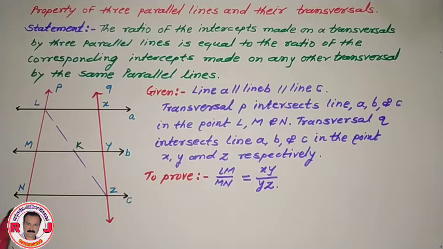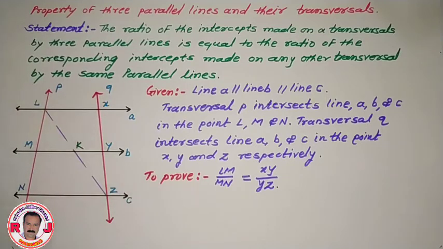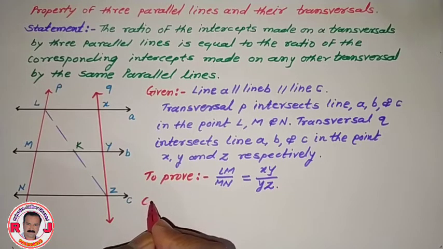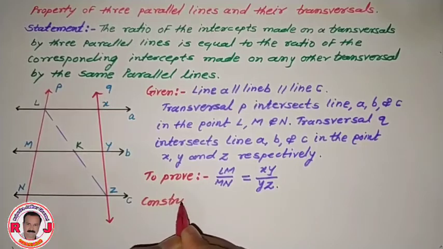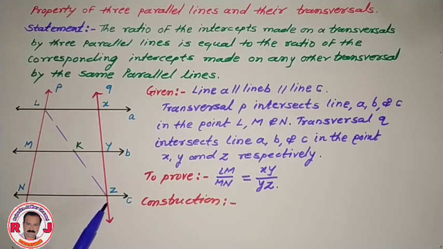Then, the diagram is a construction to prove this theorem. Here, construction: draw a segment LZ. Let segment LZ intersect segment MY at a point K such that K is between L and Z, and K is between M and Y. Write down the construction.